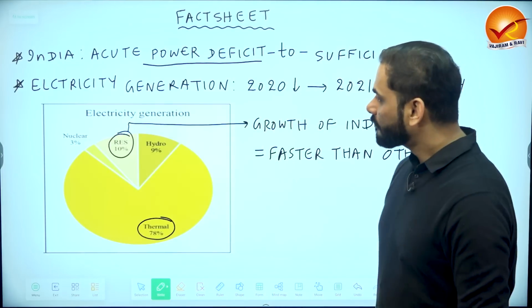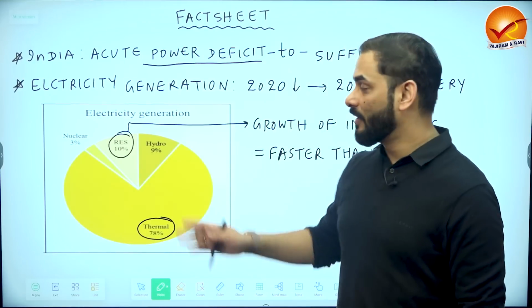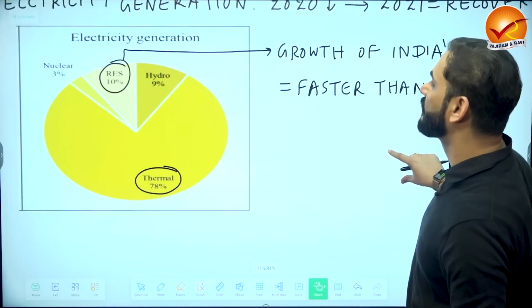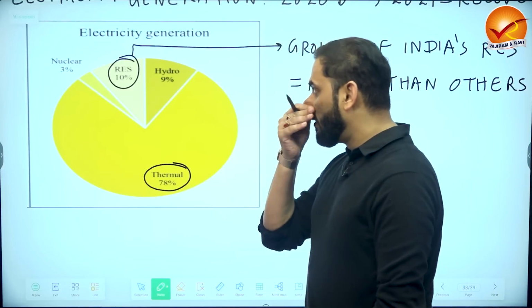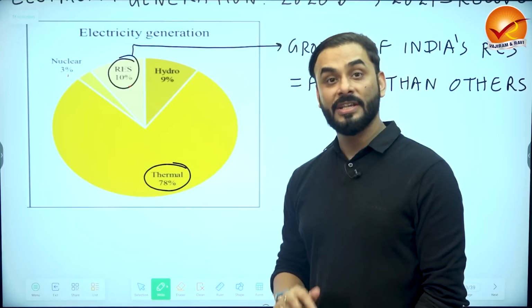All right. Now, if we look at the electricity generation in India, I have already showed you this some time back. If you look at the electricity generation in India, you will see that the contribution of nuclear energy is 3%, the contribution of renewable energy is 10%.